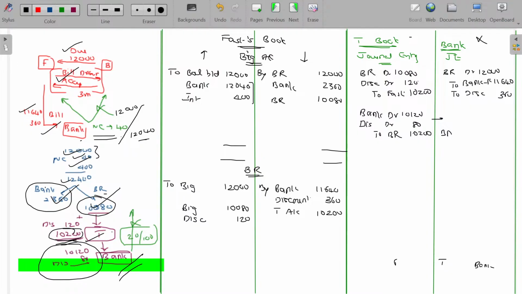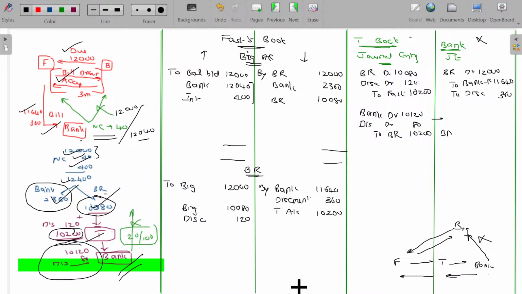Actually, it is endorsed by F. Original acceptor B gave the bill to him. He endorses, discounts, and approaches the banker, and B fails to pay. The bank approaches the party Big, who failed to pay this. Automatically, the banker again comes to T, T comes to F demanding, and F again makes the money recoverable from B. It's a reverse calculation.